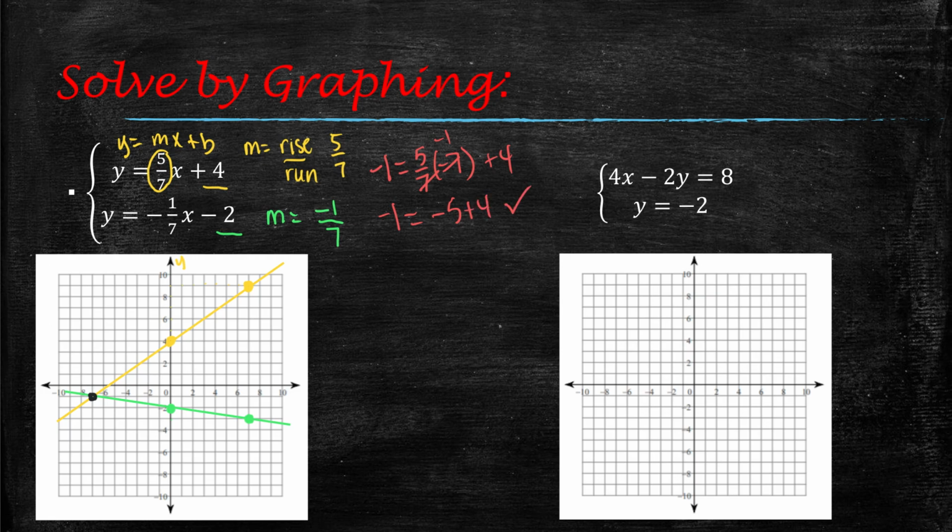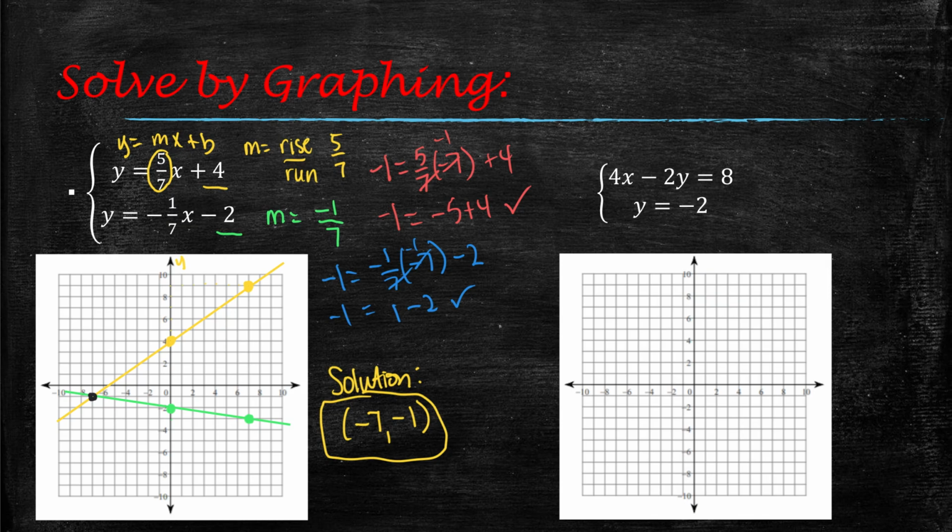Then we can check it in the bottom one as well. -1 equals -1/7 times -7 minus 2. That would give me -1 times -1, which is +1, minus 2, and that does, in fact, equal -1. So again, your solution for this one is going to be the ordered pair where they cross, -7, -1.